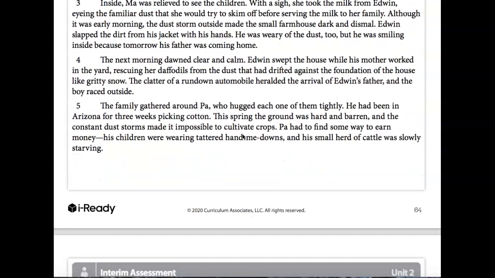All right, the next morning dawned clear and calm. Edwin swept the house while his mother worked in the yard, rescuing her daffodils from the dust that had drifted against the foundation of the house like gritty snow. The clatter of a rundown automobile heralded the arrival of Edwin's father, and the boy raced outside. The family gathered around Pa, who hugged each one of them tightly. He had been in Arizona for 3 weeks picking cotton. This spring the ground was hard and barren, and the constant dust storms made it impossible to cultivate crops.